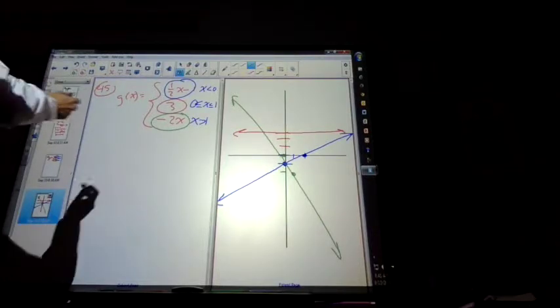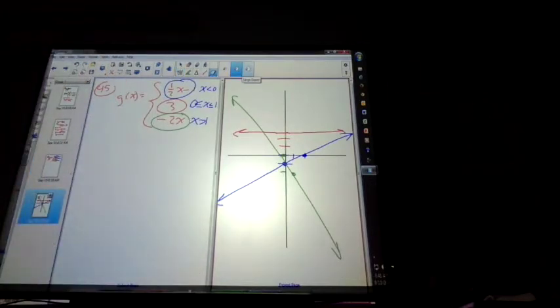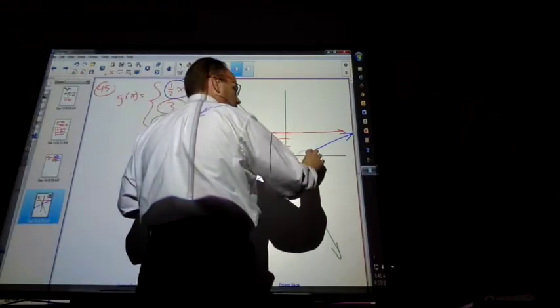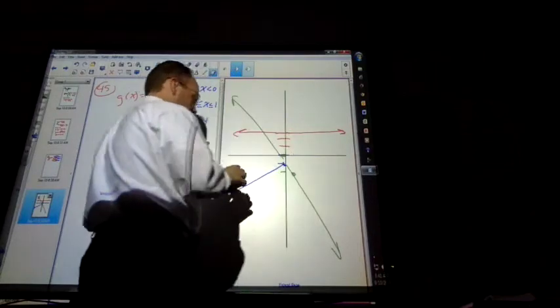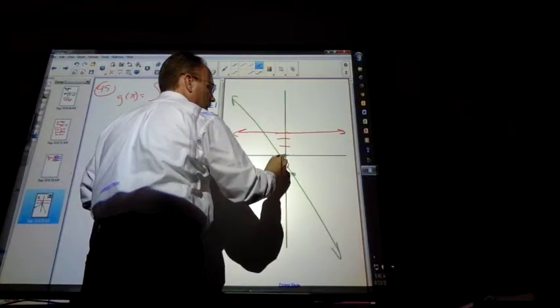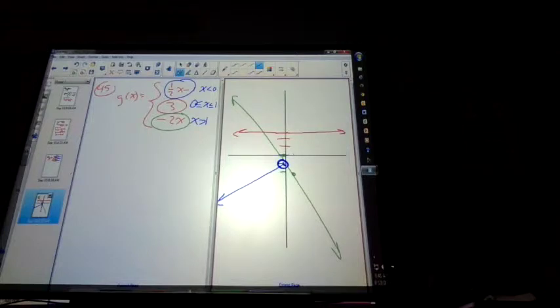So back to the blue line. I want less than 0. So I'm just talking about to the left of the y-axis. Do I want it as an open dot or a closed dot for the blue line? Open. Why is that? There's no equal sign. So I'm going to erase all of this. I don't need this. And I'm going to make this dot open. Okay? Blue line's done.